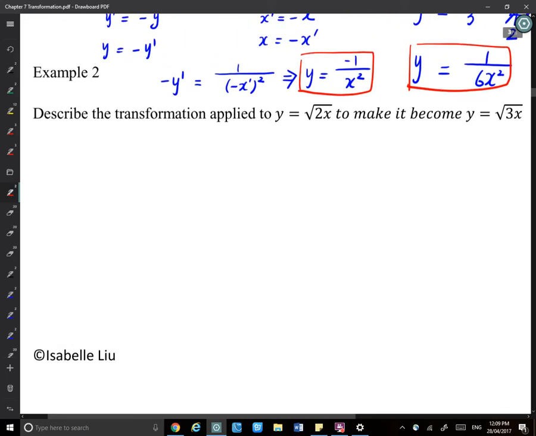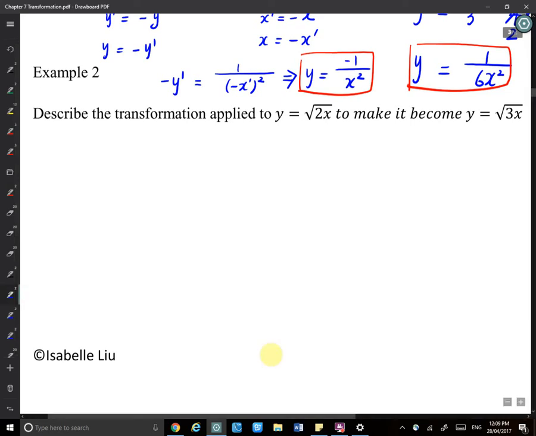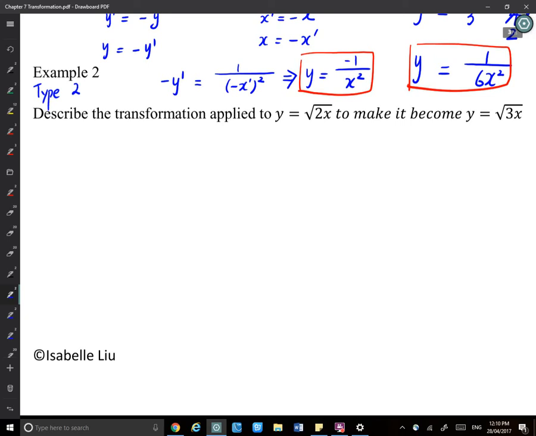Okay, the last one. The last question is easy. It's a type 2 question. That's a type 2 equation. Describe the transformation applied to y equals square root of 2x to make it become y equals root 3x.